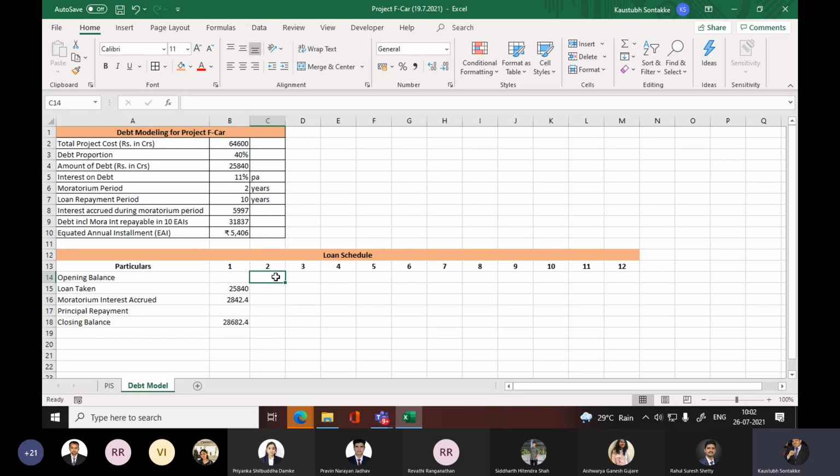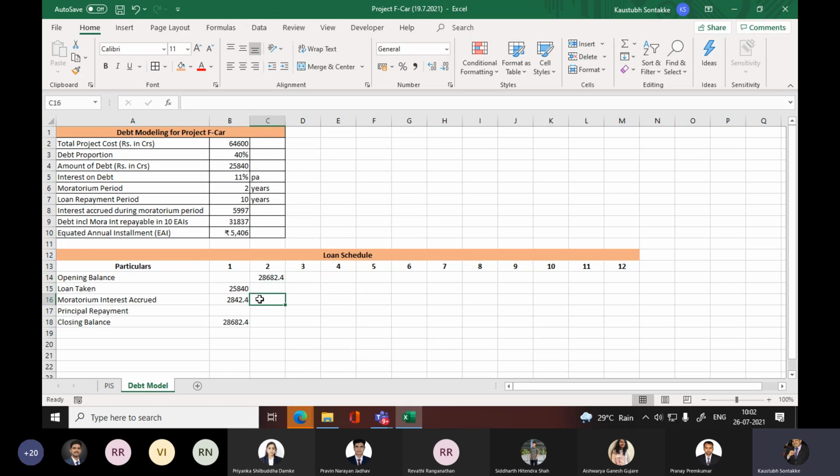Now the first year is over. So we'll give opening balance now for the second year. What will be the opening balance in the second year? Sir, first year closing balance. So the closing balance of previous year. Correct. So you can just give is equal to closing balance cell of previous year. So it automatically comes here. Okay. Now loan taken is not there in the second year. We have taken loan only in the beginning of first year.